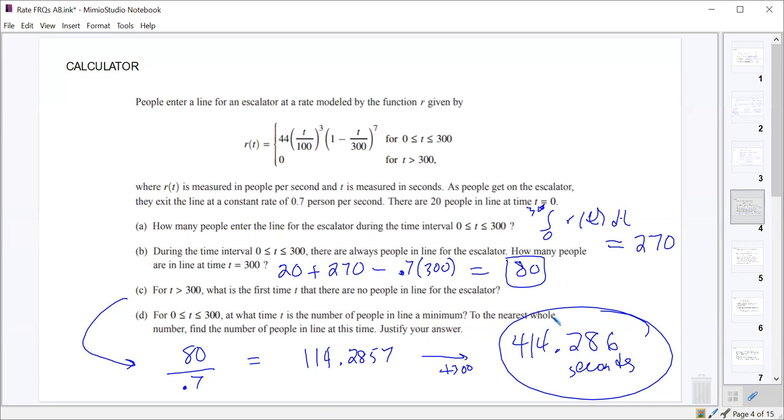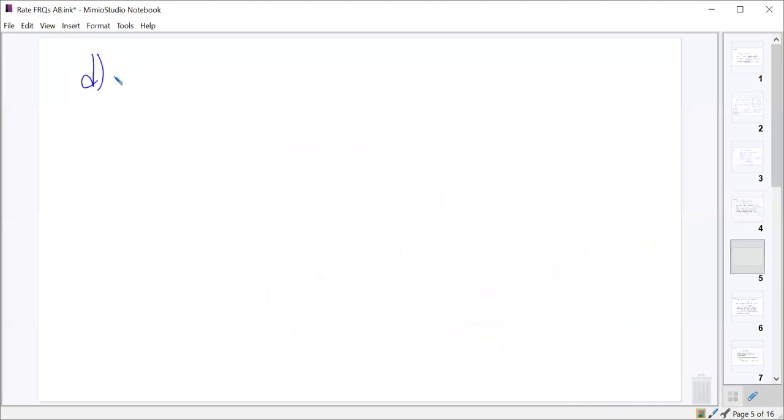All right, part D. At what time is the number of people in the line a minimum? Okay, well, how many people are in the line at any given time? 20 to start with, plus the integral from 0 to any t value of r, minus how many people leave?